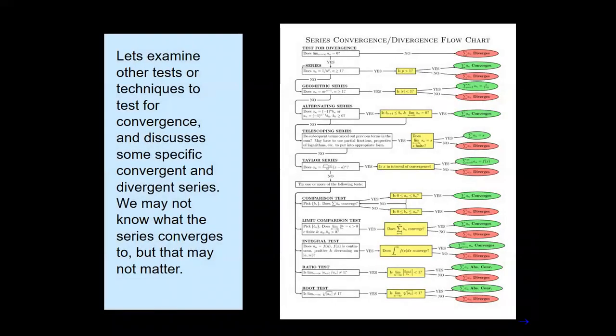So let's examine some other tests that we can use to decide convergence or divergence. Now, in the end, just remember that we may not actually know what the series converges to. There are very few series that we actually know what they converge to. Geometric series, we know they converge to a over 1 minus r. And we also looked at telescoping series. We know what they converge to, as all of those positive and negative terms cancel each other out. You can easily see what the first couple terms would sum to.